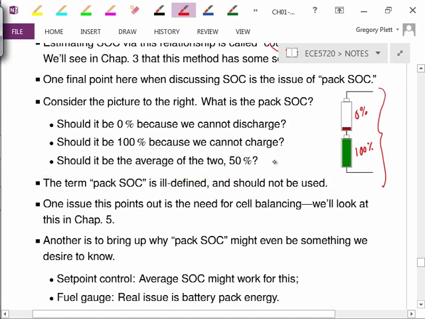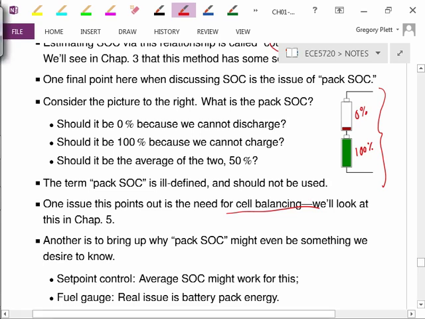So I will never use the term pack state of charge, I hope. I don't mean to. I don't believe it makes sense. One thing, this example, I mean, it's a trivial example. It's almost impossible to get a battery pack into this situation. It is actually possible, but it's very hard to get a battery pack into this situation. It points out the need for cell balancing, and cell balancing has to do with individually manipulating the levels of charge in the different cells.